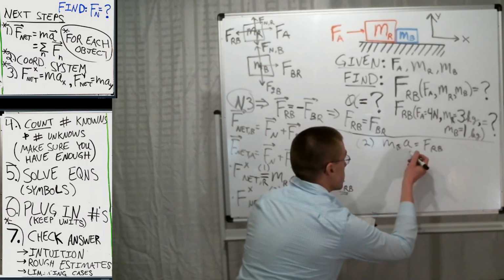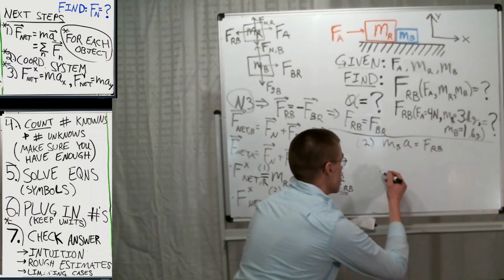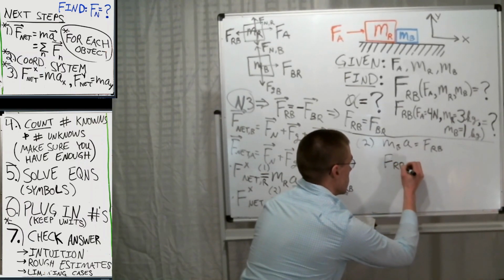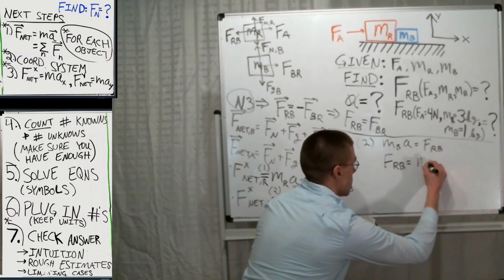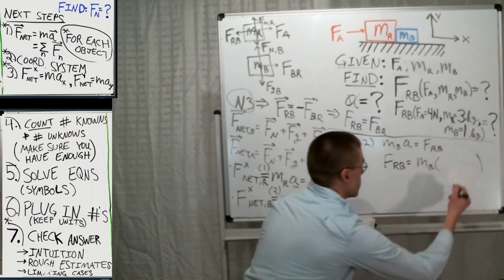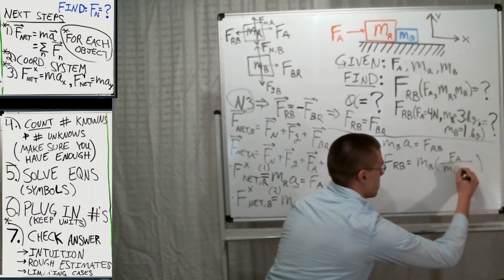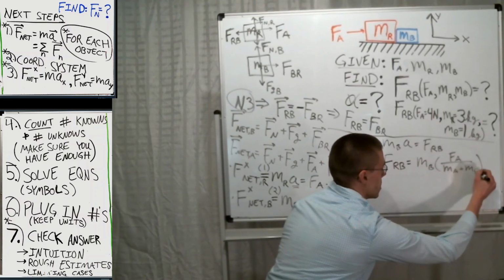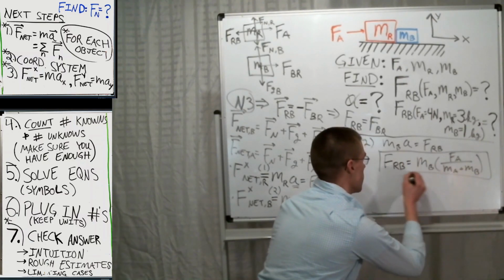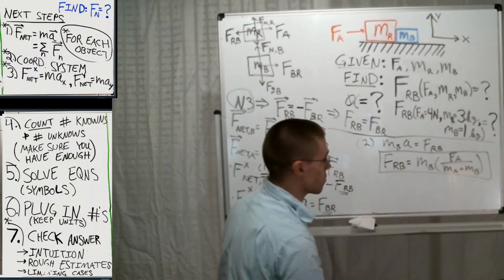Okay, and now I can substitute in the a that I just found into this equation. Right, so here I have FRB equals MB times whatever I just found for a, and I think it was FA over MR plus MB. Okay, there. I have now FRB all in terms of known quantities.